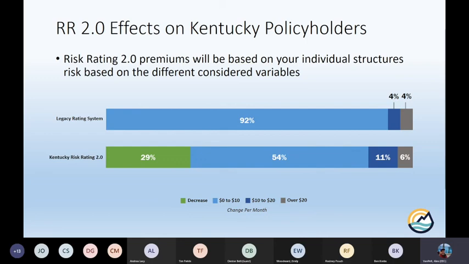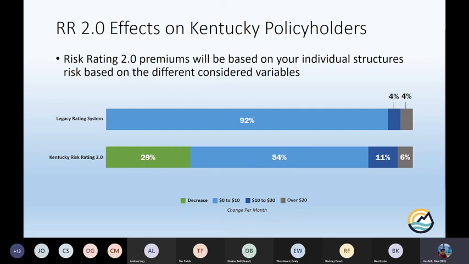54% are going to see essentially no change from what they're seeing now. They're still going to see that $0 to $10 increase. About $8 a month is the national average. So what is that? 83% of policies are either going to see no change or a decrease. That right there is huge.